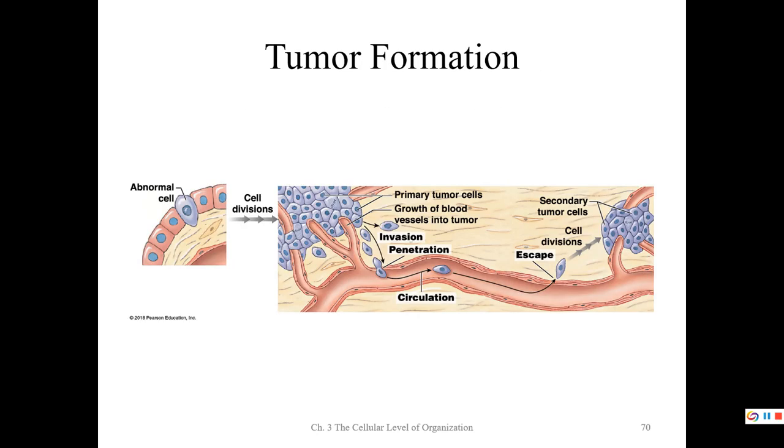So an abnormal cell may start off growing in a place, grow into a tumor, then it may invade and metastasize and set up somewhere else.